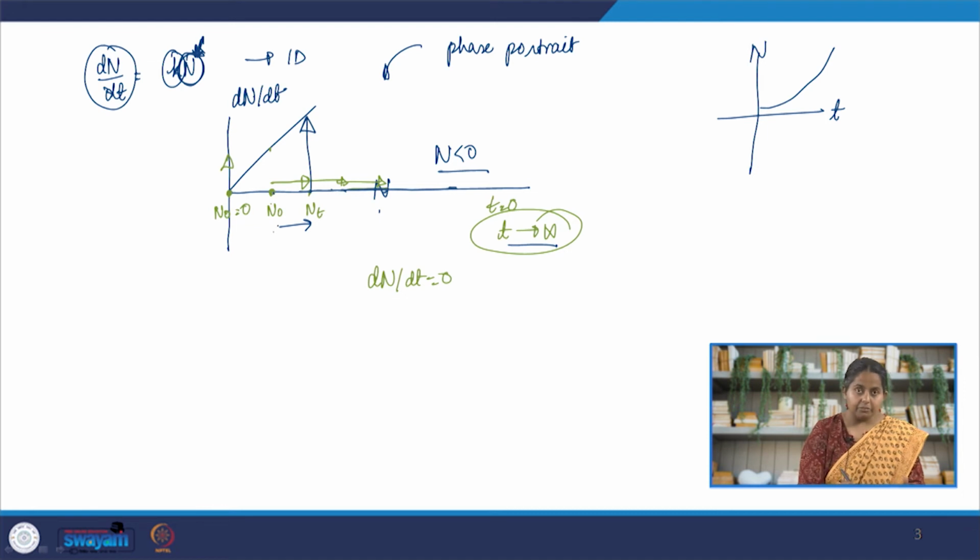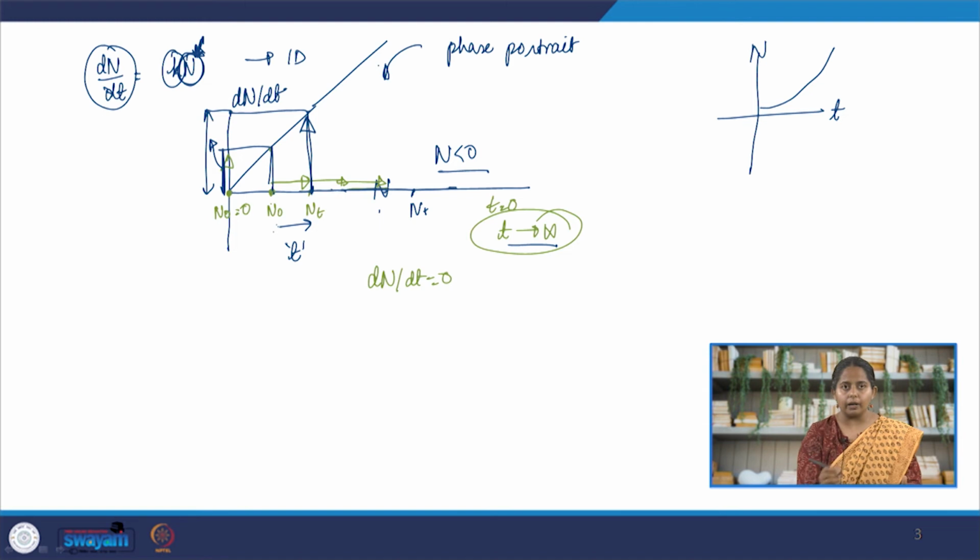But notice something else. When n at time t equal to 0 was n naught, this was the magnitude of dn by dt. Remember, dn by dt is the velocity, the rate at which n is changing. After a finite amount of time has passed, this is your value of bacteria n t, and if you draw a vertical line, you will see that the magnitude of dn by dt, the velocity, has increased. So from here you have gone here. As time passes and the number of bacteria continues to increase, the rate at which n is changing also increases. So we can understand qualitatively that as time passes, the number of bacteria will increase rapidly, more rapidly than it did before.